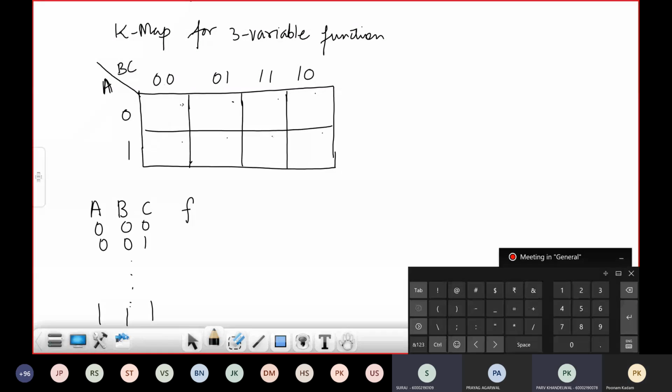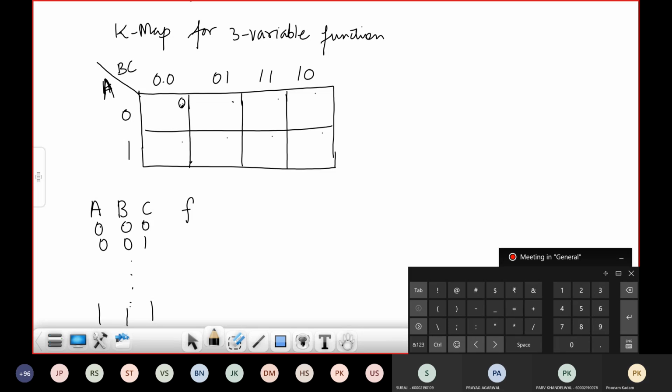Okay. So the first cell corresponds to which minterm? You have to look at the labels for A, B, and C. First we will look at the row label, because we have to look at A first, isn't it? So the row label is 0 for this first cell and the column label is 0 0. So 0 0 0 corresponds to minterm 0. So this is minterm 0.